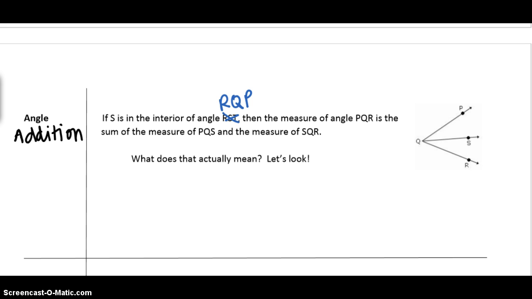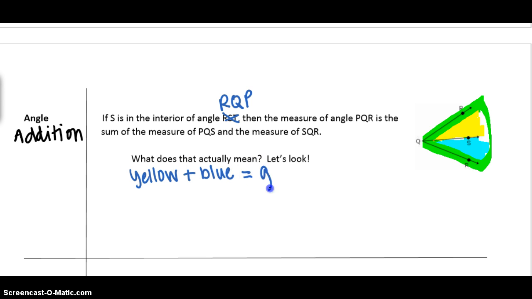I'm going to color in a couple of angles here. So first we have this angle, we'll call it the yellow one, and then we have this blue angle, okay? And then all together, the blue and the yellow will give you this big green angle. We're going to write this out with some letters. So I'm going to write it first. Yellow plus blue equals the big green angle.